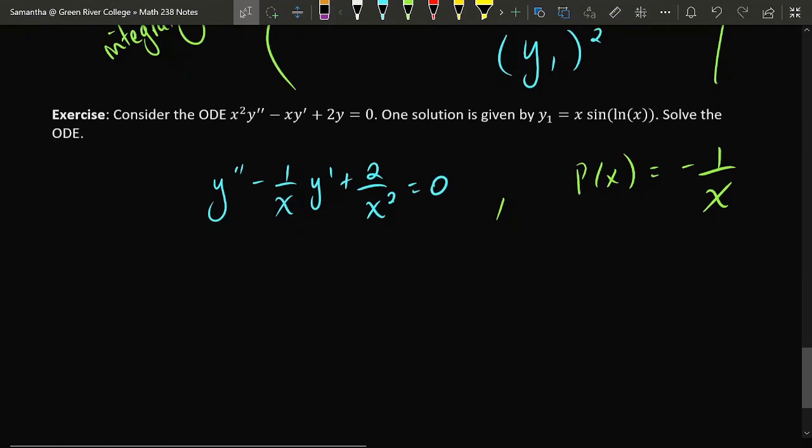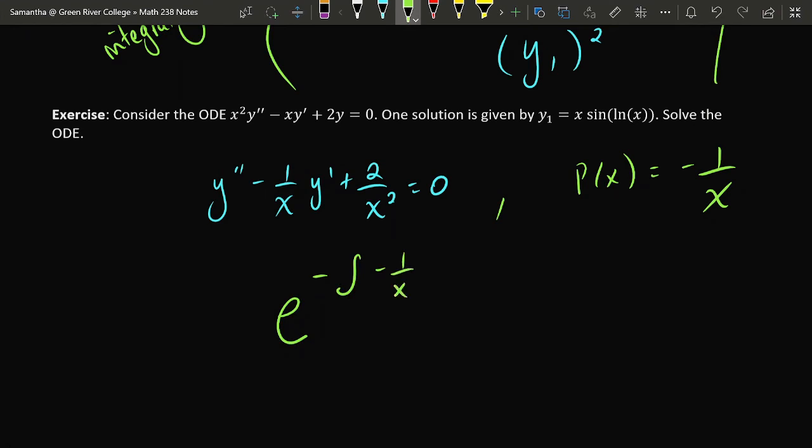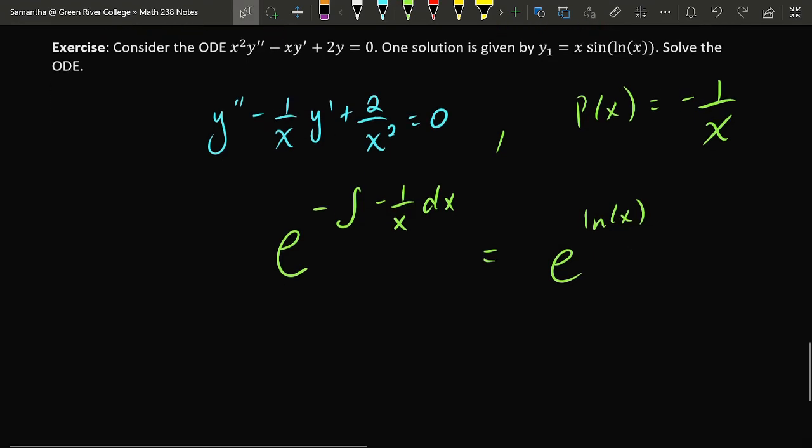So if I calculate e to the negative integral of negative 1 over x, then this is equal to e to the natural log of x. Once again, I only need one non-constant value of u of x, so I'm just going to take the simplest possible antiderivative in every step of this calculation.